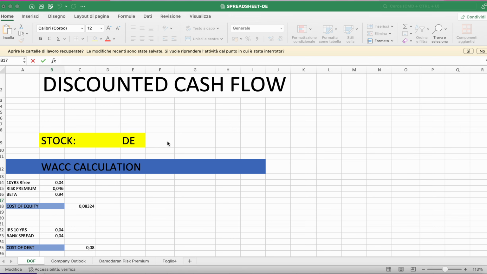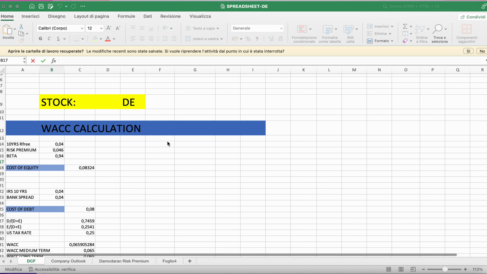So let's get into the analysis of today. First off, we make the assumptions for the cost of equity and the cost of debt. We start off with the cost of equity.